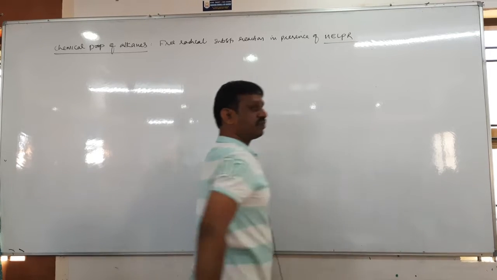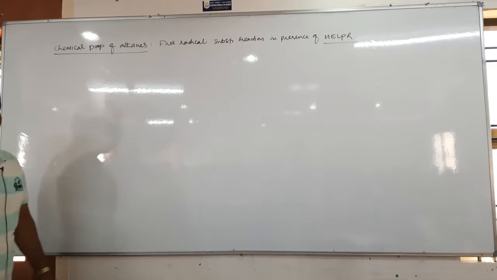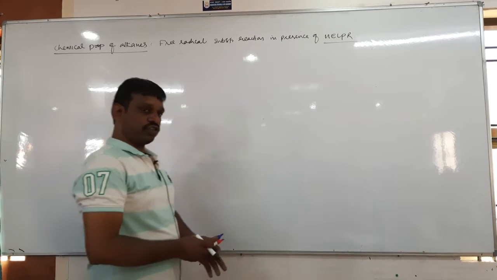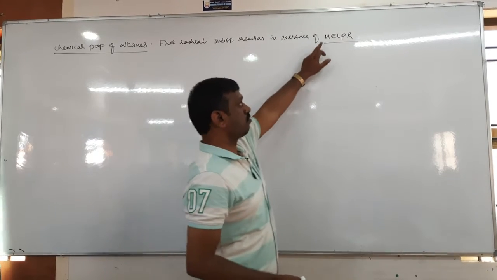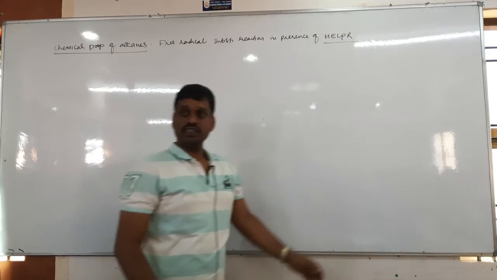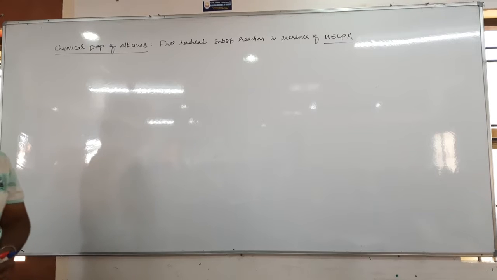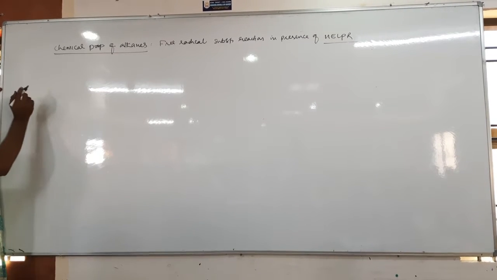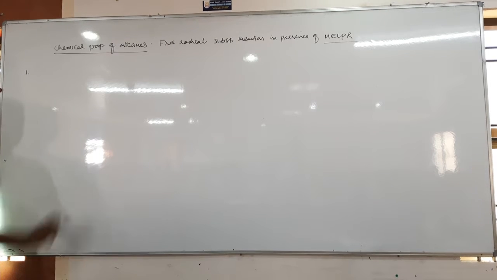Remember, free radical reactions usually take place in presence of heat, electricity, light, peroxide and radicals. Okay. Then what are the chemical properties of alkane?